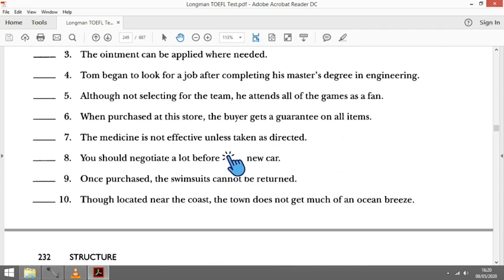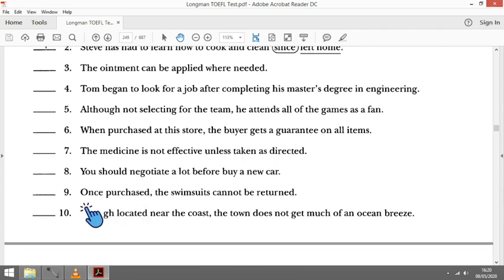Okay, number 9. Once purchased, the swimsuits cannot be returned. This is the subject, this is the verb. Okay, there's a connector and there's purchased. So that's once it is purchased. It connects here, because "it is" is really reduced, passive. Don't forget you have to learn passive voice. The swimsuit can be bought, so that is an appropriate meaning.